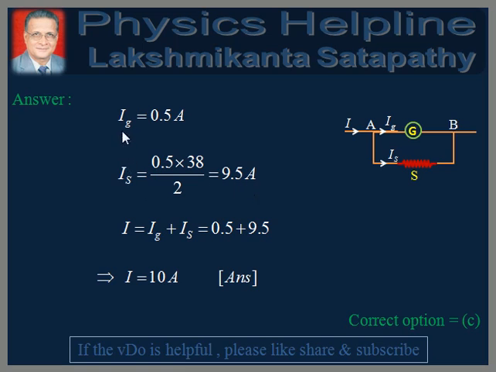And it is given that Ig is equal to 0.5 amperes. Therefore, I, the emitter current, that is the range of the emitter I, is equal to Ig plus Is. So Ig is equal to 0.5 and Is is equal to 9.5. Adding, we get 10 amperes. Therefore, we get I, the range of the emitter, is equal to 10 amperes, which is the answer to the question. Therefore, the correct option is C. This completes the answer to the question.